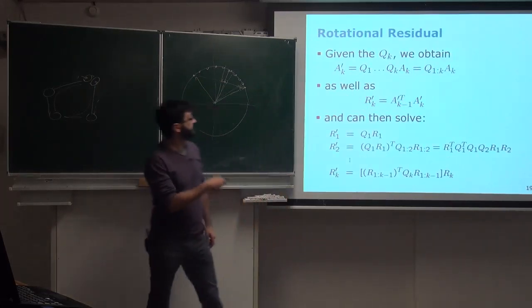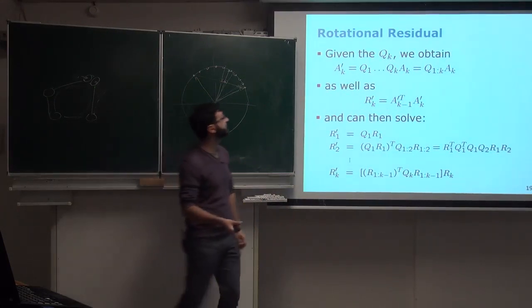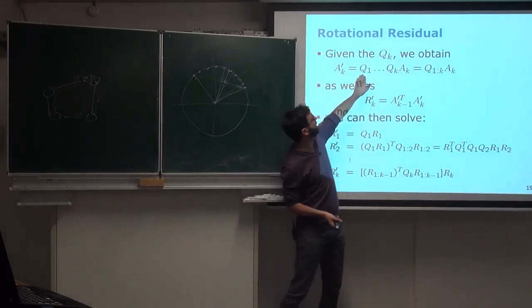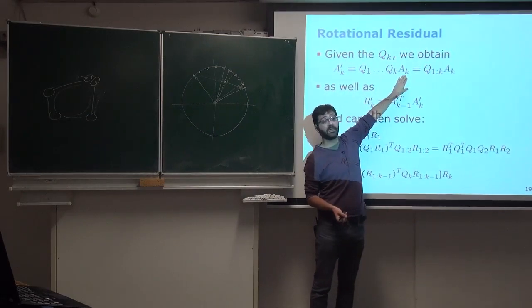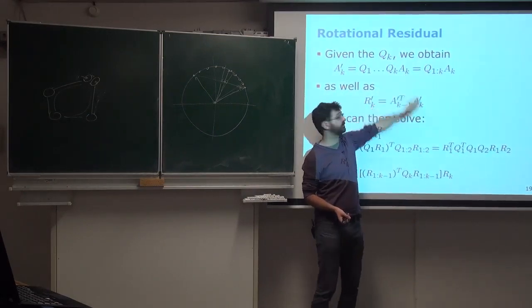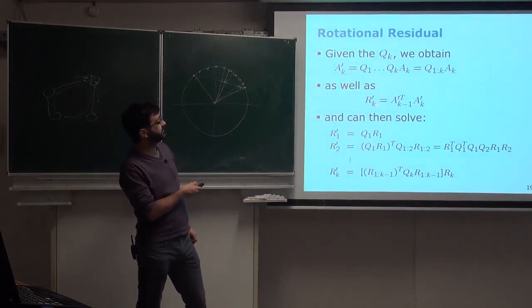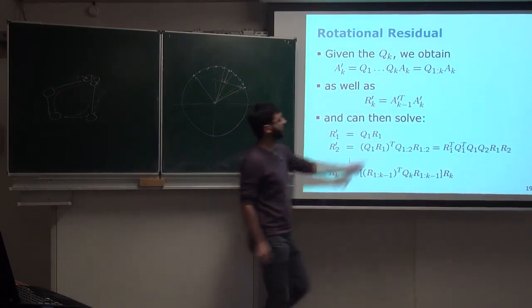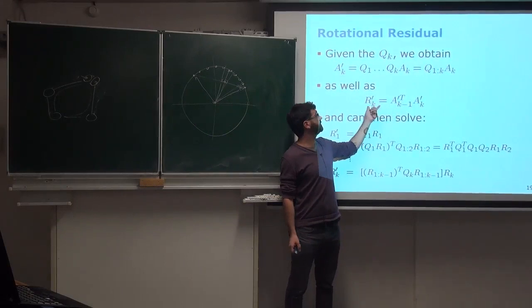So once we have the individual small rotations, we can compute each A'_k by just applying all the rotations up to k and taking the A_k that we computed before. We can also see the same thing as R'_k equal to A'^T_{k-1} A'_k. Here, this basically means the inverse of A' at k minus 1. And this gives us the relative rotation.